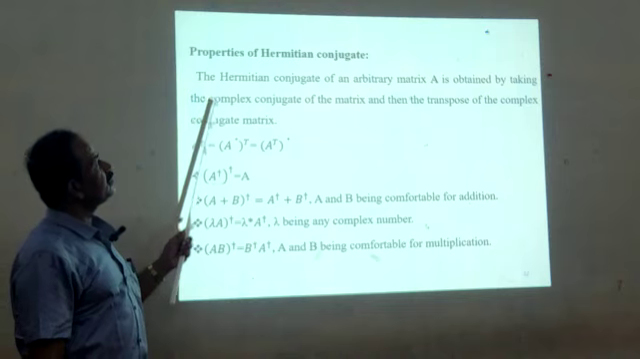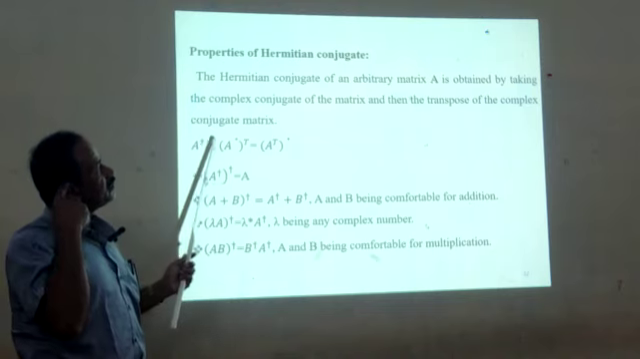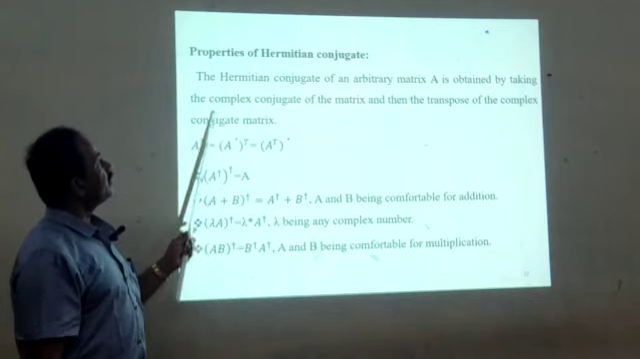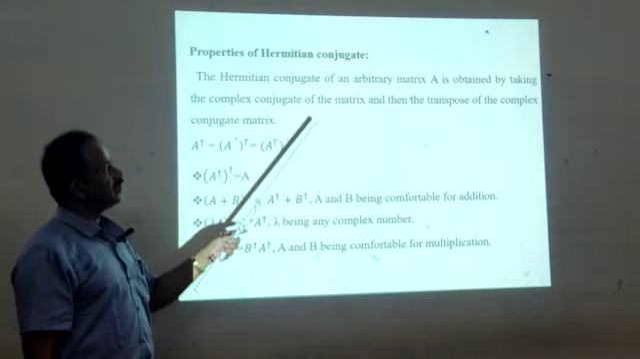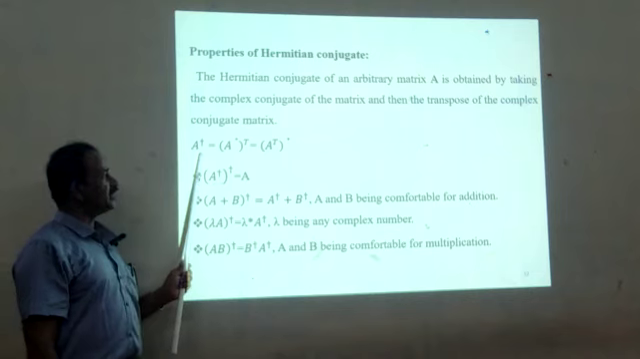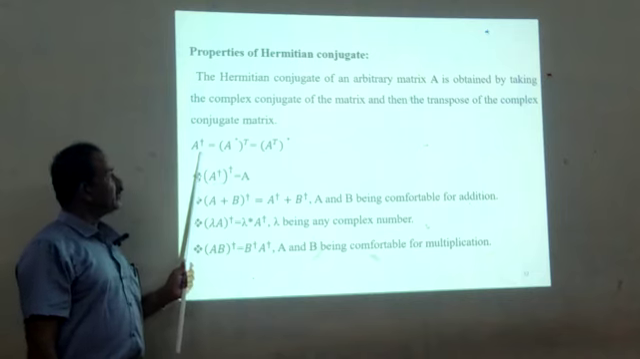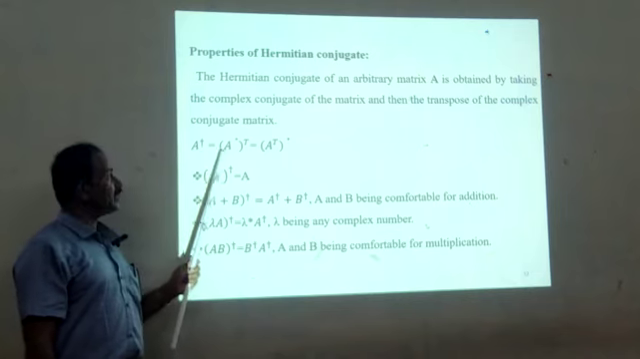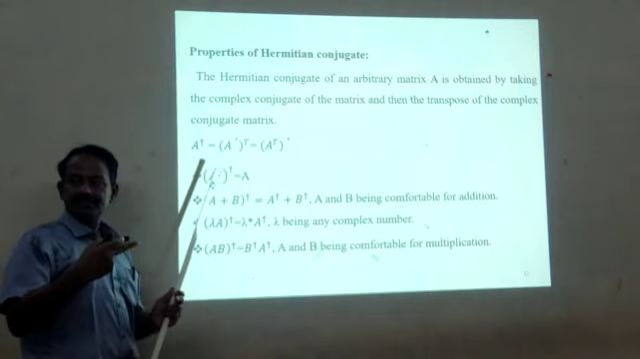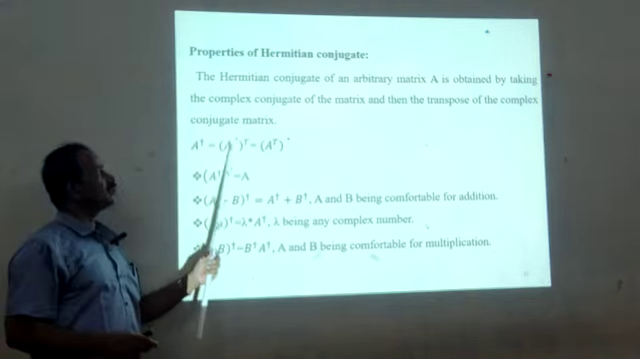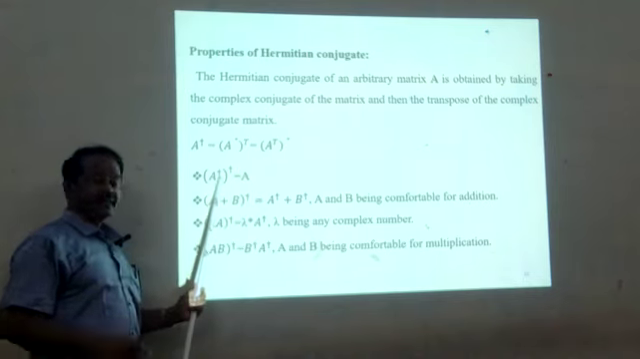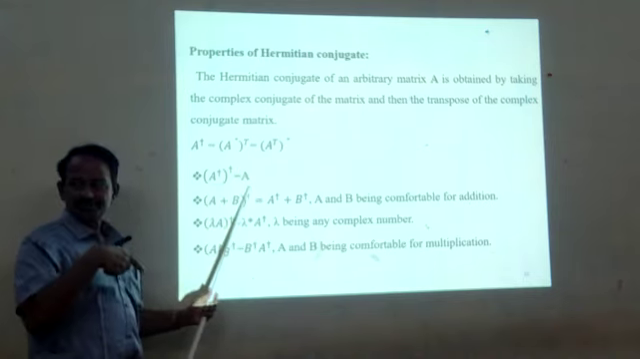Properties of the Hermitian conjugate. The Hermitian conjugate of any arbitrary matrix A is obtained by taking the complex conjugate of the matrix and then the transpose of that complex conjugate. So this is your A dagger, which we know already. How is it defined? We take the complex conjugate and the transpose, or the transpose and then the complex conjugate. Dagger of dagger will be the original.